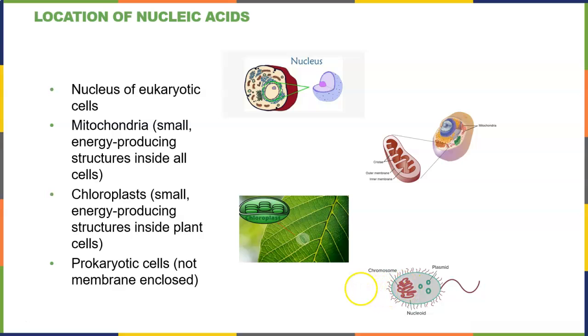So that's where we can find some of these nucleic acids: in the nucleus, in mitochondria, in chloroplasts, and more generally in the area of a bacterial cell or a prokaryotic cell that does not have a nucleus.